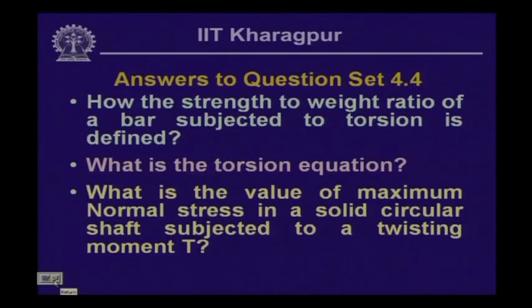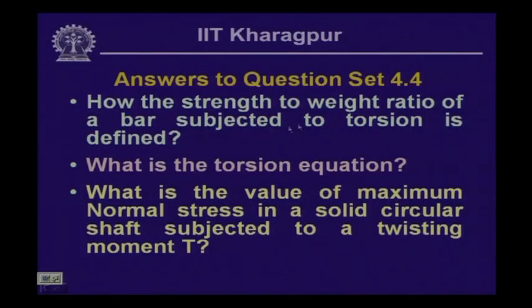Well, let us look into the answers to the questions which were posed last time. The first question posed was how the strength to weight ratio of a bar subjected to torsion is defined. The previous lesson was the last lesson of module 4, which was on torsion, so the questions which were set were related to torsional aspects. So, before we go to the bending of beams or bars, let us first look into the answers to the questions which were given last time.